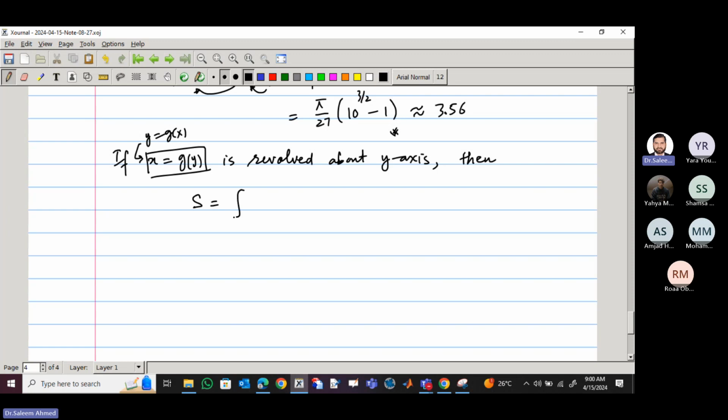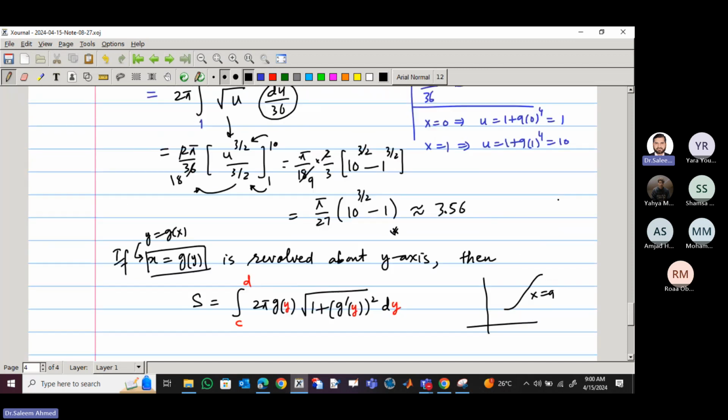Then my surface area will become the integral from c to d of 2 pi g of y now, not f of x. And you know, it will become the square root of 1 plus g prime of y squared. This was the arc length with respect to y. So everything will be replaced with y. Instead of x, you will get y, y, y here. And the limits are also for y. So y goes, instead of f of x, you got g of y, g prime of y dy, and y goes from c to d.